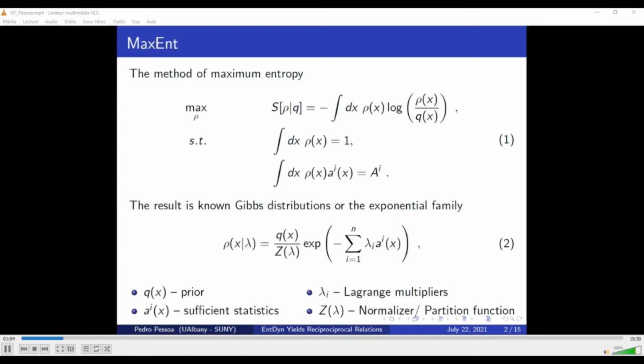There are two different names for the same thing that we can see here in equation 2. The Q is our prior for the maximum entropy process. The lambda i are the Lagrange multipliers associated with each expected value constraint, and a_i is what we know in statistics as a sufficient statistic. Z is the normalizer, or, as we know from physics, the partition function.